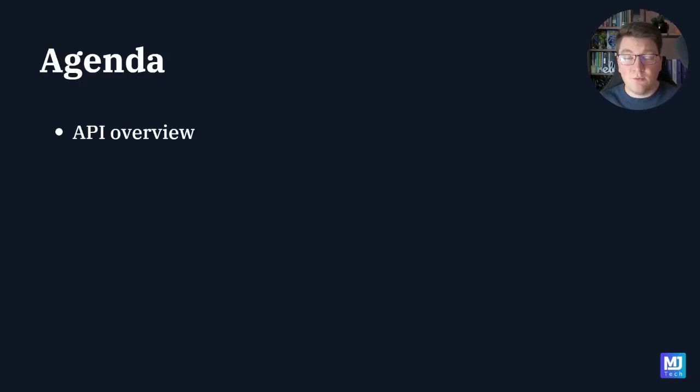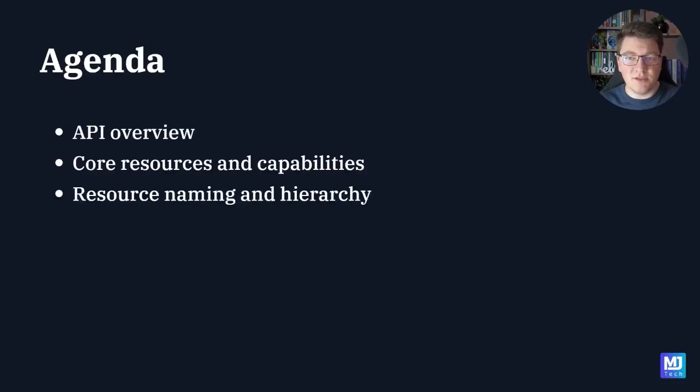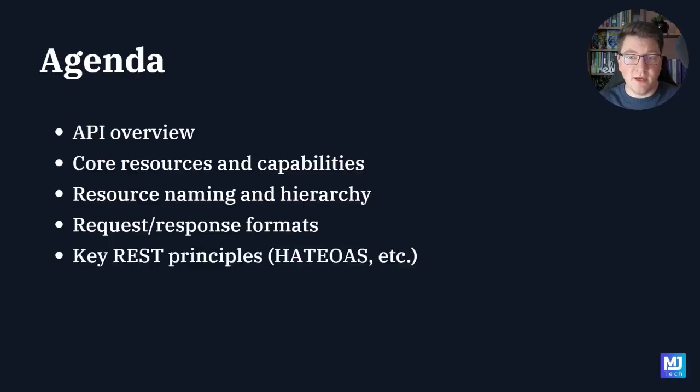First, I'm going to give you a brief API overview of what the Patreon API offers. We're also going to understand what the business behind Patreon is and how their API complements this. We're going to explore the core resources that the API exposes and what its capabilities are. We're also going to discuss the resource naming and hierarchy approach. Then we're going to look at the request and response formats that the Patreon API uses, and we're going to discuss key REST principles such as HATEOAS and whether this is supported inside of the Patreon API.